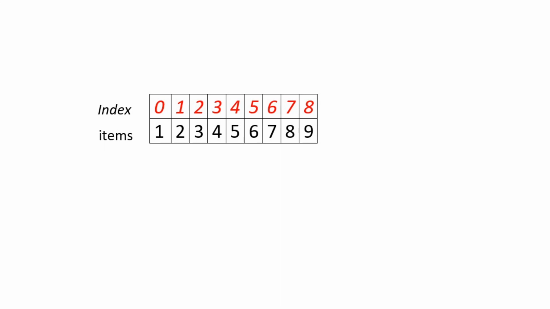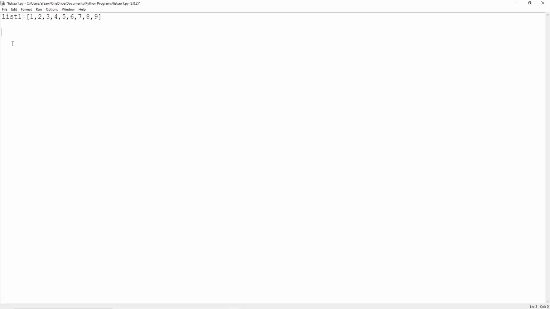Items within a list are accessed through their index. Indexing begins at 0. So as you can see, item 1 is at index 0, item 2 is at index 1, and so on and so forth. To access items in a list, we have to access the item's index number. The index number for the number 1 is 0. The index number for number 2 is 1. The index number for number 3 is 2.